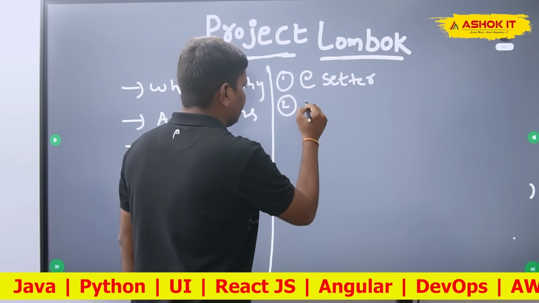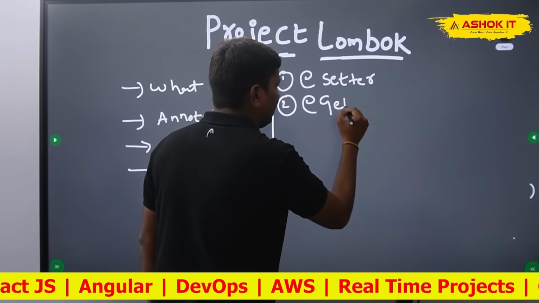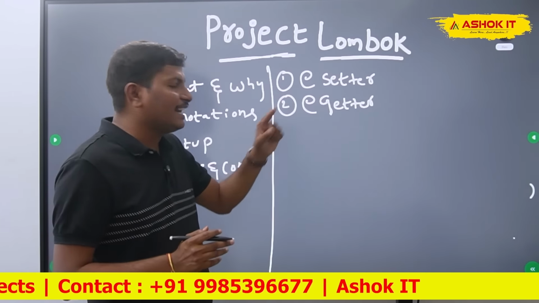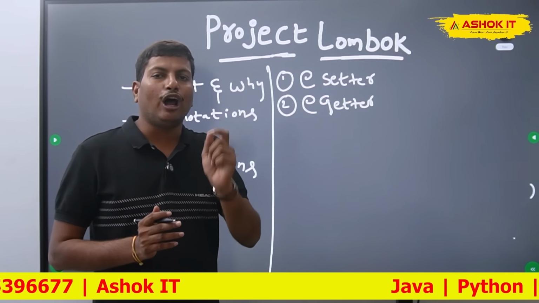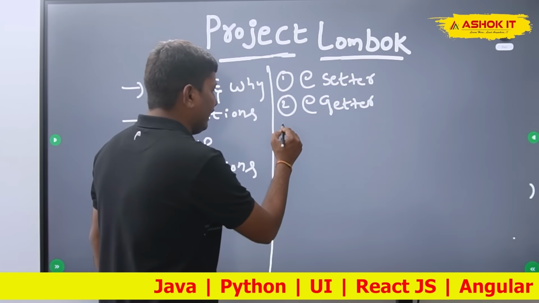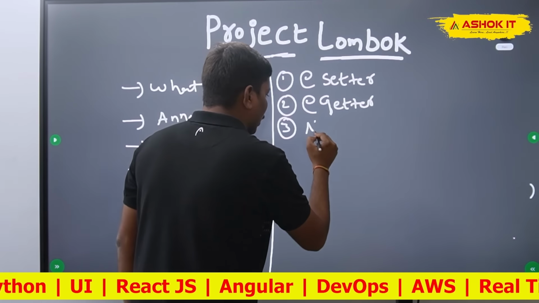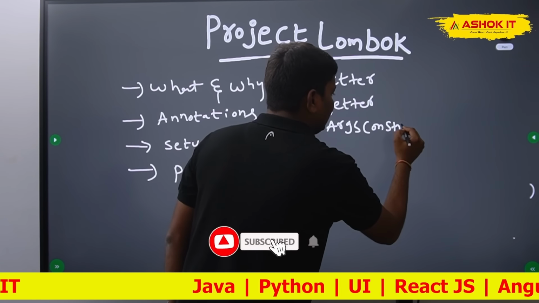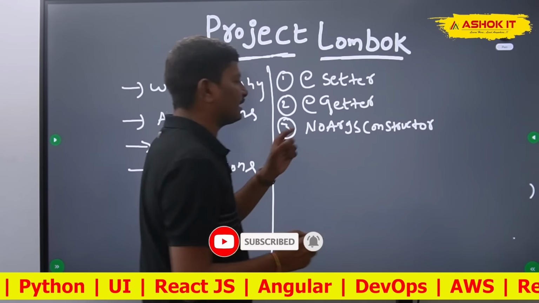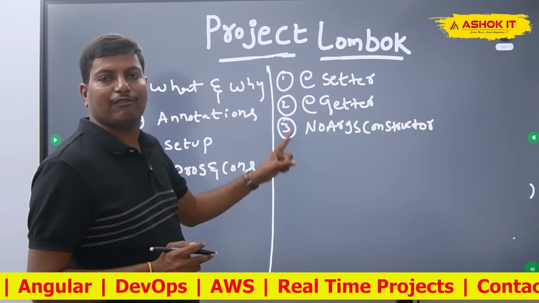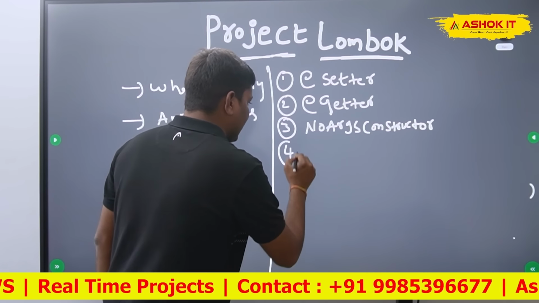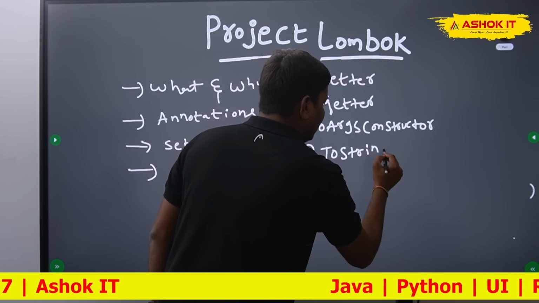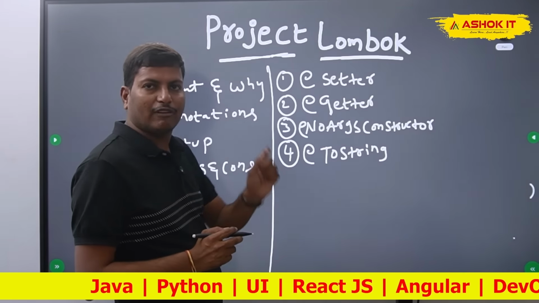And next one, there is an annotation called @Getter annotation. What is the purpose of this Getter annotation? This Getter annotation will generate getter methods for all the variables available in the class. And next one, there is an annotation called @NoArgsConstructor. What is the purpose of @NoArgsConstructor? To generate the default constructor for the Java class. And the next one, there is an annotation called @ToString, which is used to generate the toString method for our Java class.